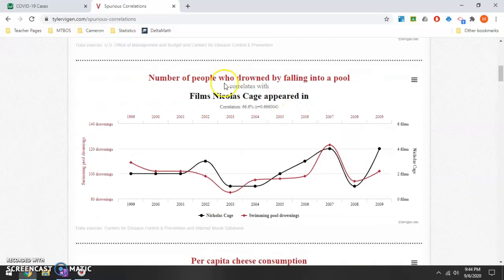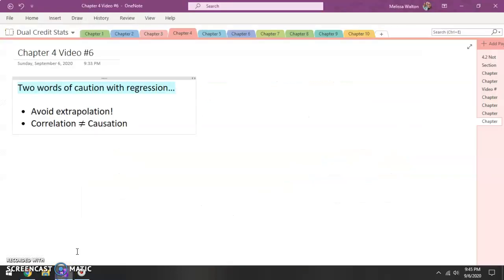Same thing here. Number of people who drowned by falling into a pool, and Nicolas Cage appearances in that year. So taking a look at it, it seems like when there's a peak of Nicolas Cage movies, there's also a peak of drownings. However, one does not cause the other. The only way to determine causation is a good experiment where you're actually manipulating the data and then measuring.